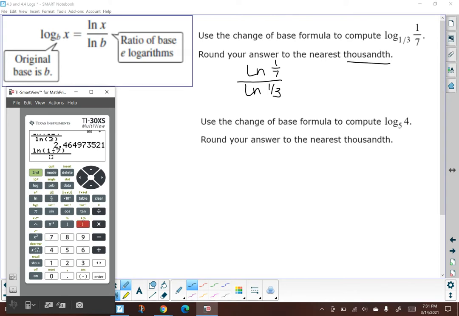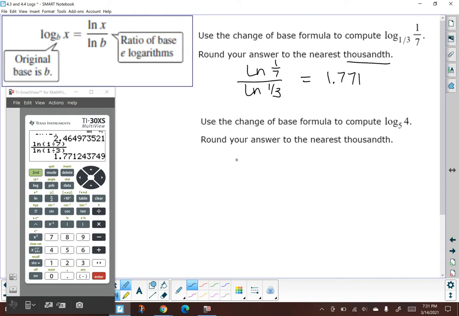Again, if you prefer, you could do base 10. And when I'm doing something like this, I like to just use the division symbol instead of the fraction button, but you could do it with the fraction button as well. So this one, rounded to the nearest thousandth, would be 1.771.